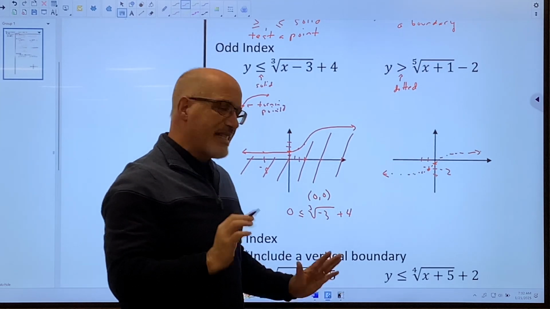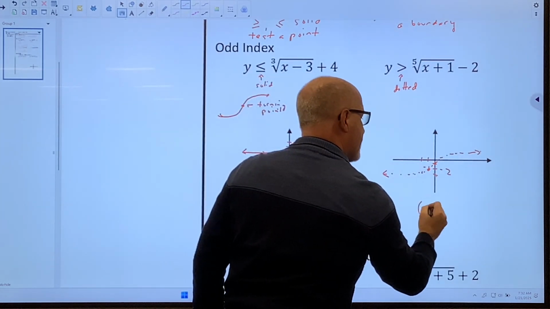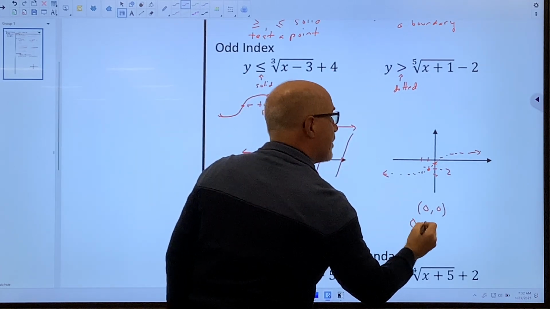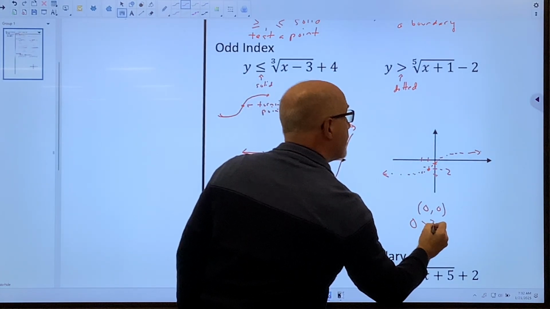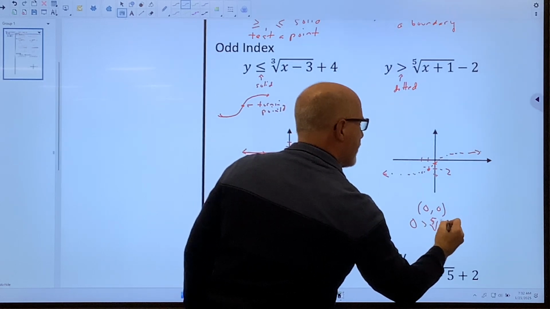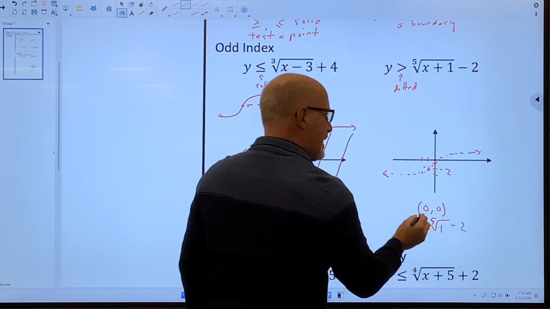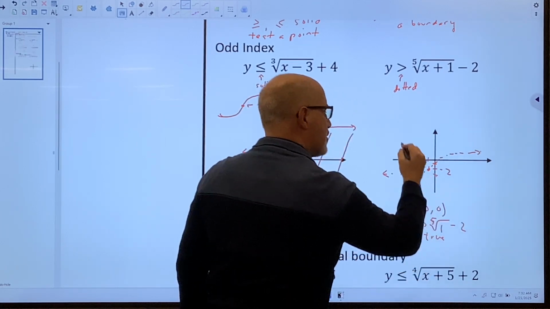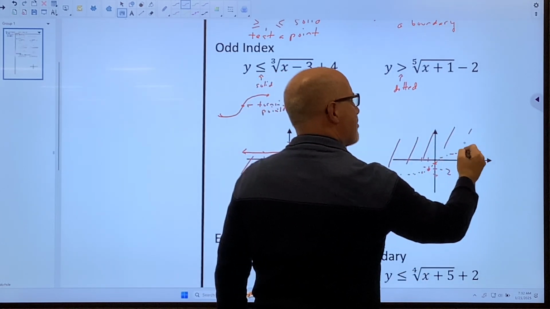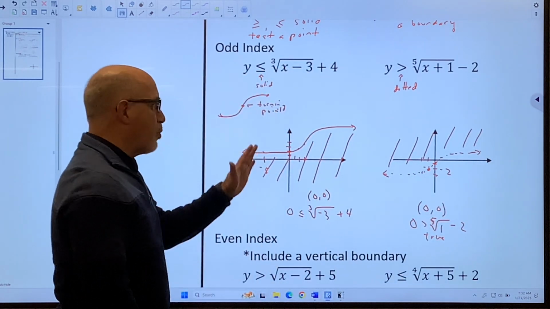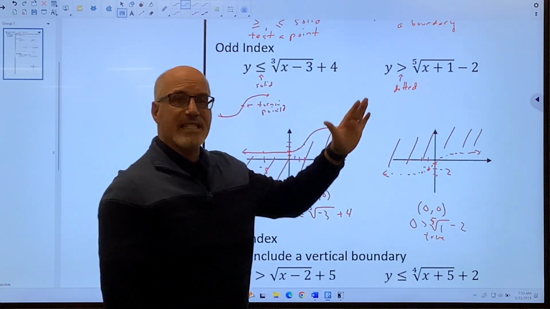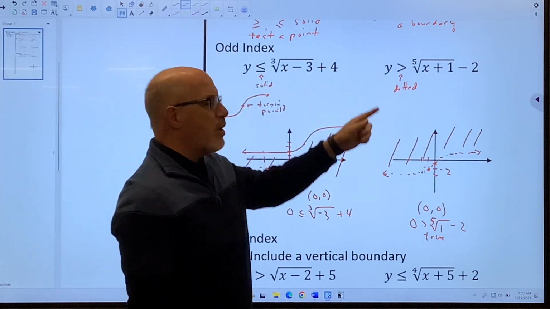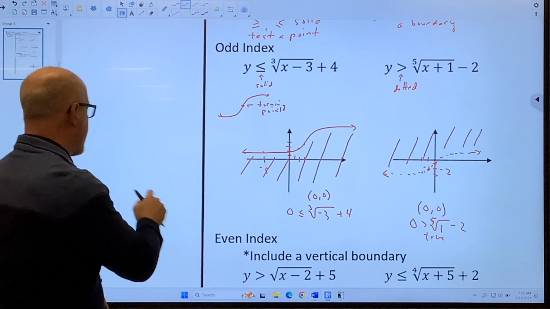So let's go ahead now and test a point. We're going to test 0, 0. If you put 0, 0 into this inequality, you get 0 is greater than the fifth root of 1 minus 2. That's going to be 1 minus 2, which is -1. That's a true statement. So you're going to shade above because 0, 0 is above that one. So when you do the odd index, it's actually not so hard because you do dotted or solid, and then the inequality is pretty easy to figure out which side we go on.